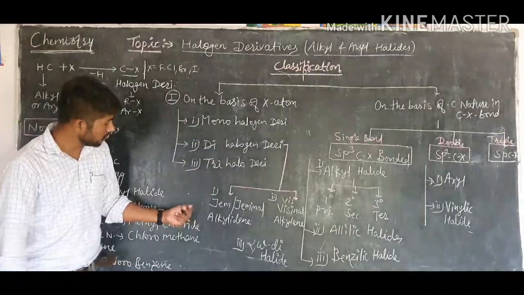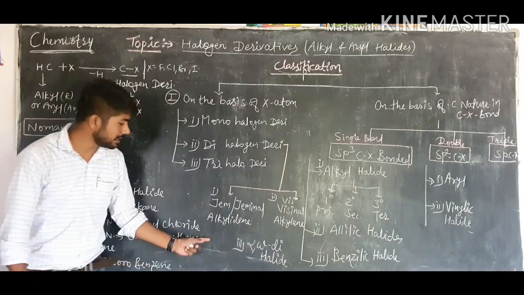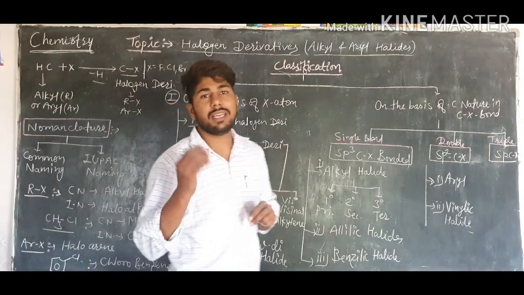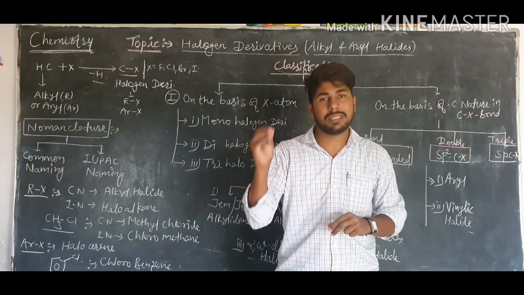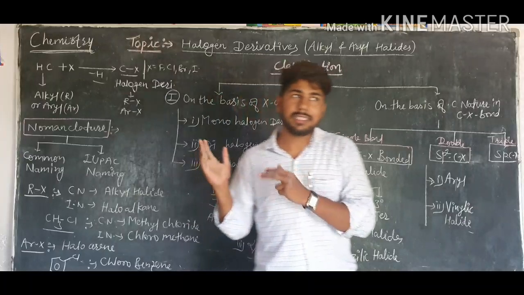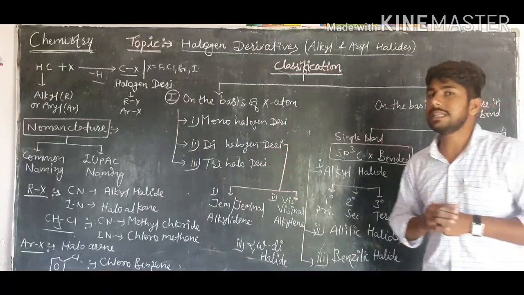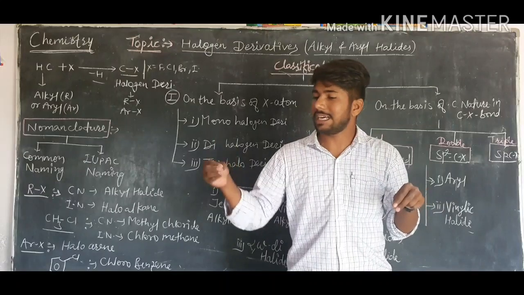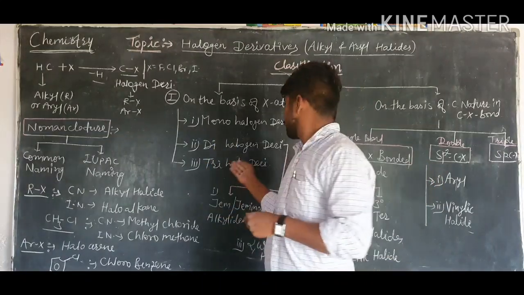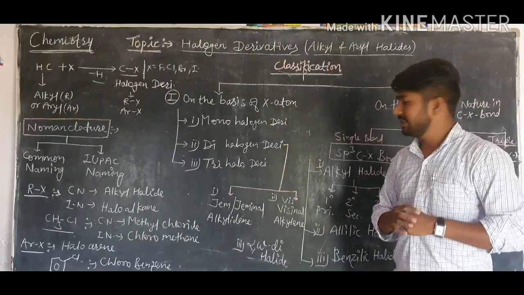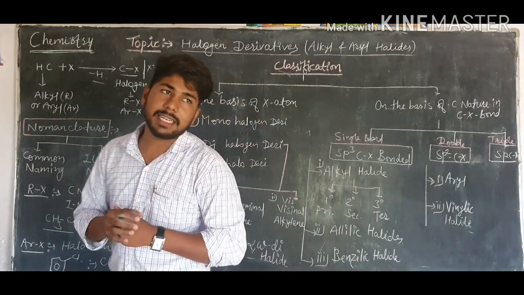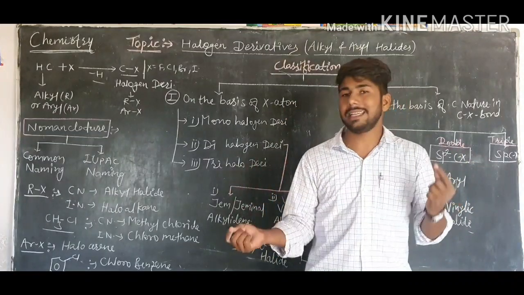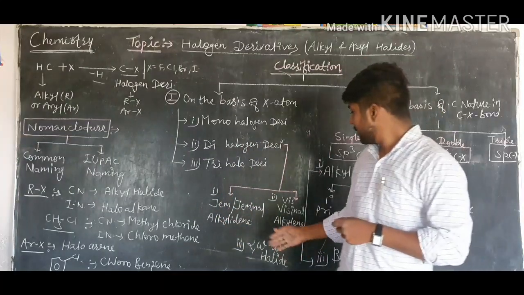So the dihalogen derivatives are: first, gem dihalide; second, vicinal dihalide; and third, alpha-omega dihalide. A gem dihalide is when a carbon contains two halogen atoms on the same position. In a vicinal dihalide, the halogen atoms are attached to neighbouring carbons, one halogen here and one here. The third is alpha-omega dihalide, which contains three carbon atoms, with the first and third carbon attached to halogen atoms.